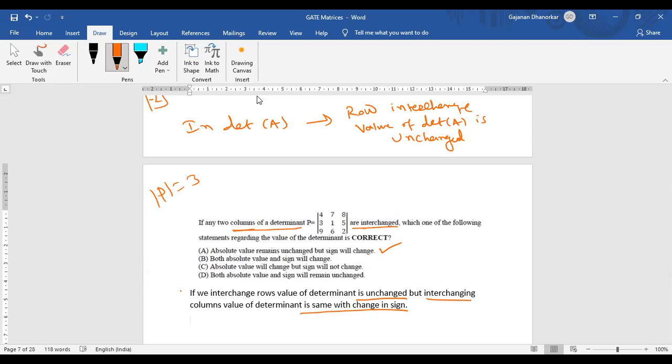Your first option says both absolute value and sign will change. Actually, you can read all these options. Is it clear? The first option is not true because we know that if we are interchanging columns, then the value of the determinant is the same but with a change in sign.